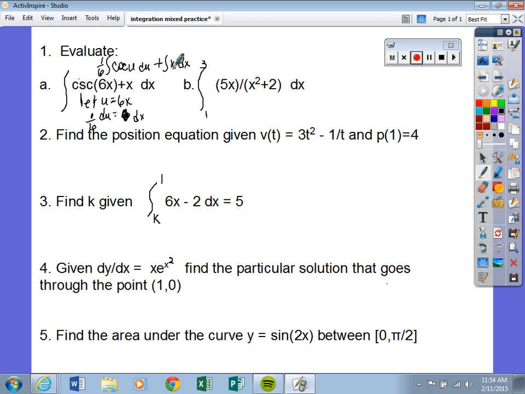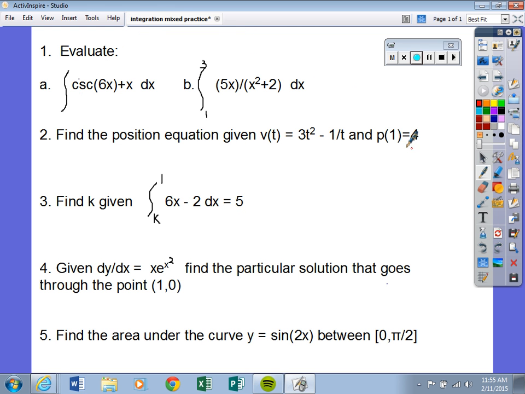So when you break this into the formula, let me switch colors so you can see it. You're going to have the 1/6, and then the integral of cosecant is a negative natural log of cosecant plus cotangent. Now, I'm not just going to write cosecant x plus cotangent. I'm going to put that 6x back in there. Then I've got plus the integral of x, and then plus c. All right, and so that's how that one's going to turn out, okay?